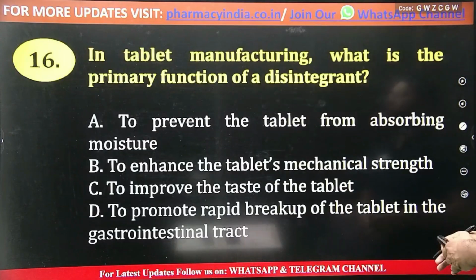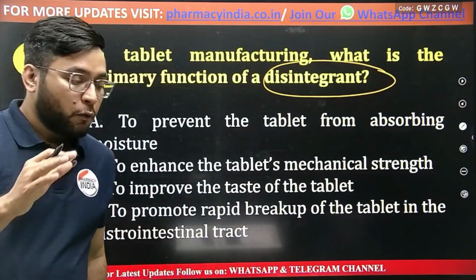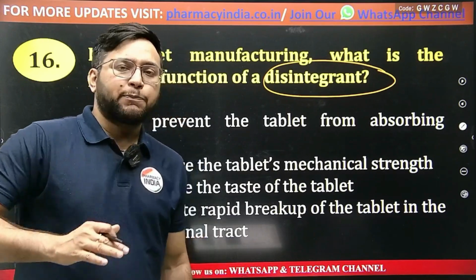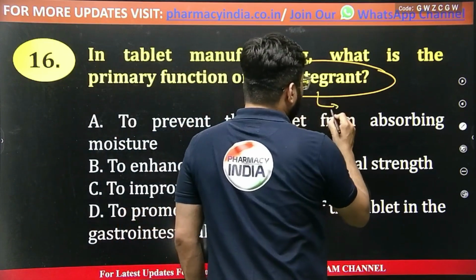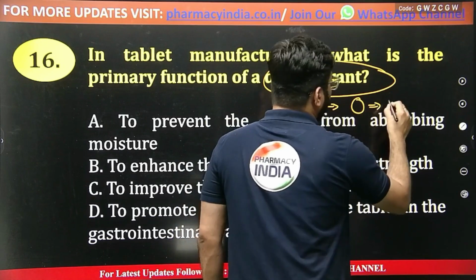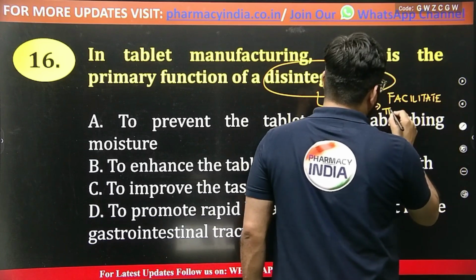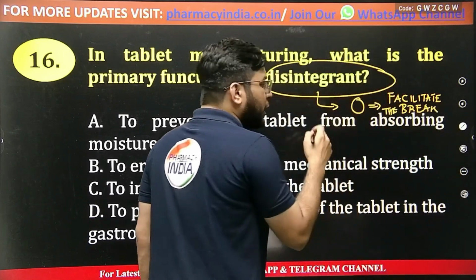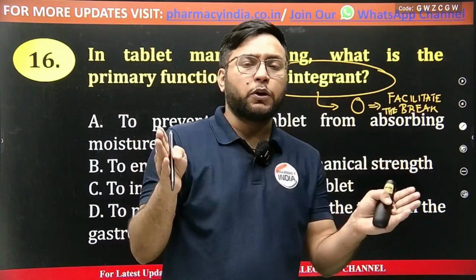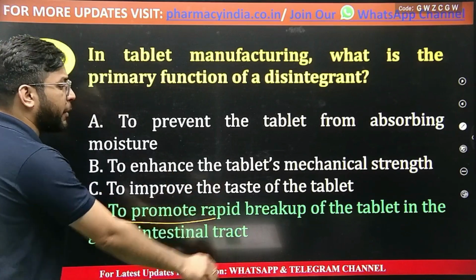Now coming on to the next question: in tablet manufacturing, what is the primary function of disintegrant? What is the main function, what is the role? Let me make it very clear. What actually is a disintegrant? A disintegrant facilitates the breakup of the tablet, meaning the tablet breaks into particles with the help of the disintegrant. So the correct answer is to promote rapid breakup of the tablet.